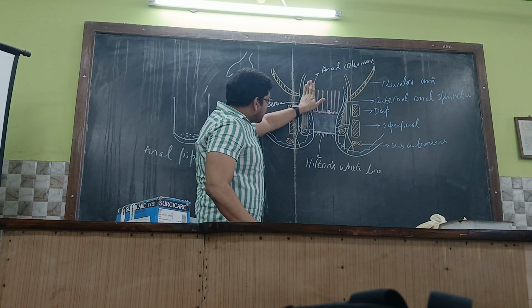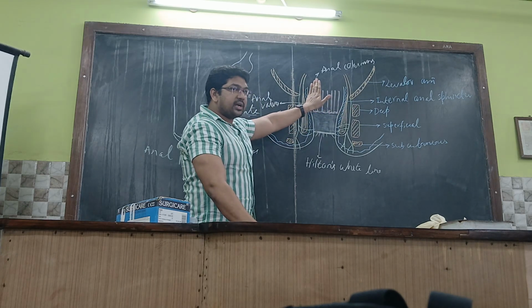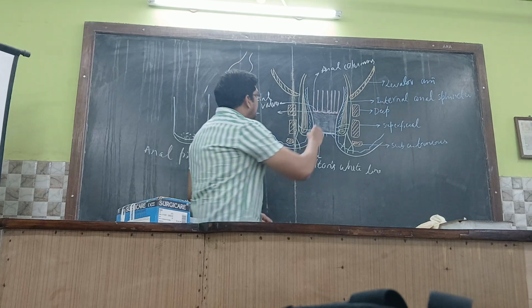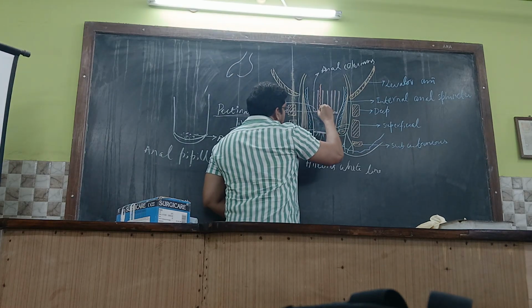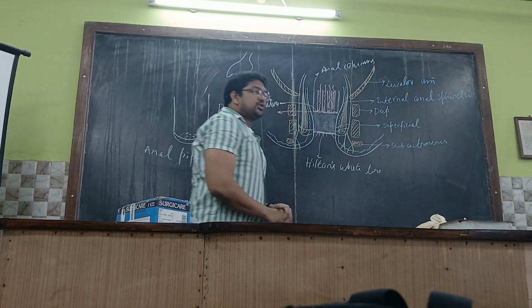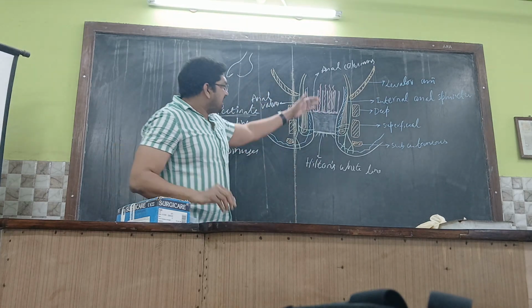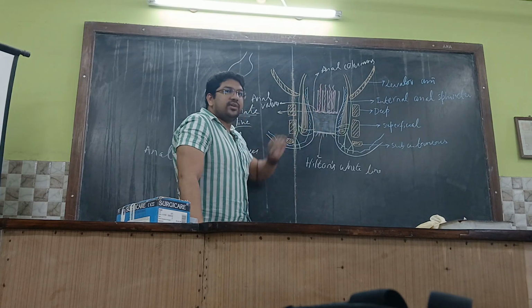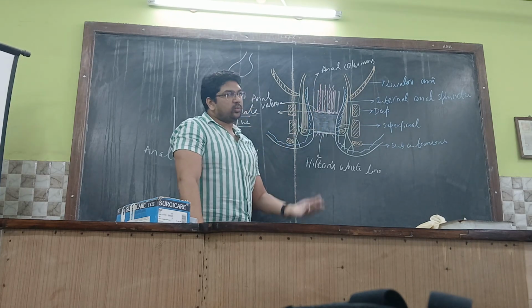So this upper one third appears to be bright red in color because of the presence of vessels which are termed the superior rectal vessels. The entire anal canal is supplied by superior rectal vessels and inferior rectal vessels. That means arteries and veins as well.